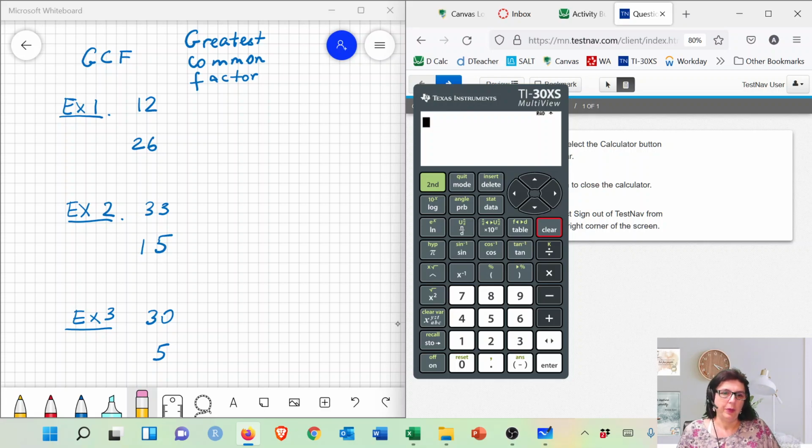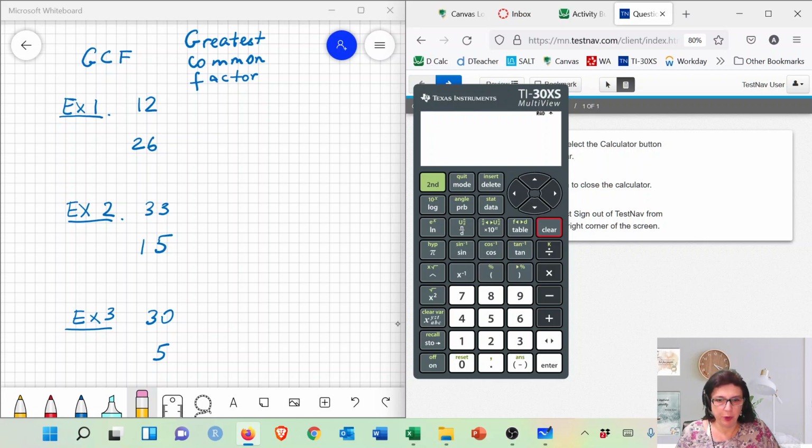Hello everyone. I am going to talk to you today about greatest common factor. We abbreviate it as GCF. First we're going to learn how to find greatest common factors of a pair of numbers, though it could be more than just two, maybe three, whatever. This method would work either way.